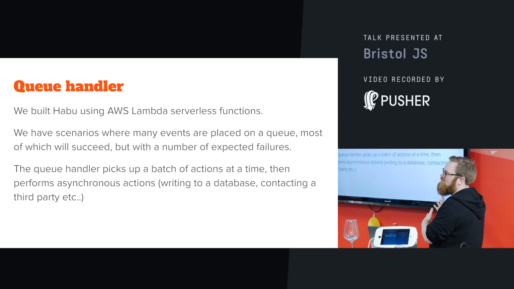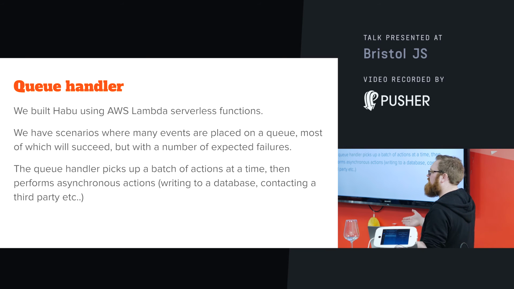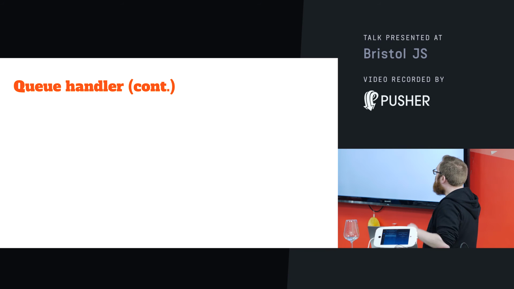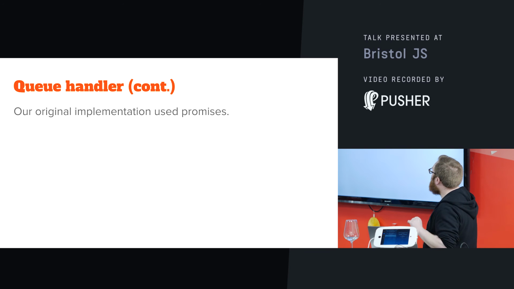So this is what happens in Habu. We've got our big list of jobs. In our case, it's end-of-month billing, where we charge people on behalf of other people. And we want to take a few at a time and resolve them. So I built that using promises. I thought, oh, this is good. I'll take my batch of 5 jobs. I'll put it all in a promise.all.